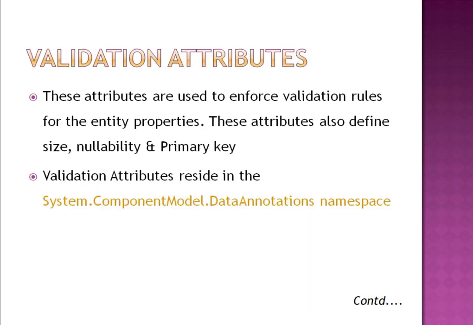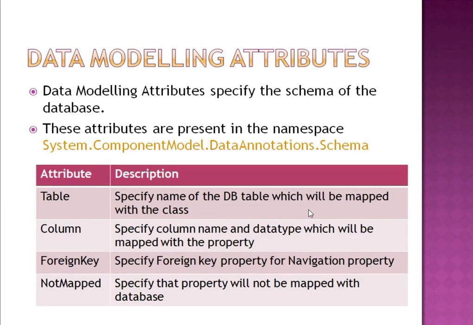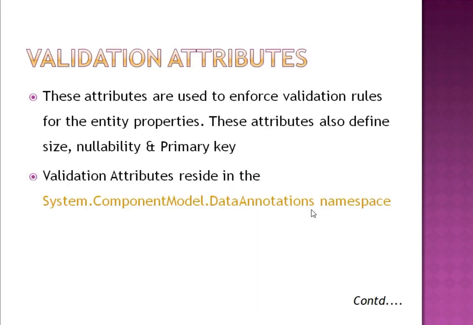Now the next category is validation attributes. So what are these validation attributes? These attributes are used to enforce validation rules for the entity properties. For example, you can specify the size, the nullability, as well as the primary key. So if you want to enforce any validation, in that case you will use these validation attributes. These attributes reside in the System.ComponentModel.DataAnnotations namespace. The previous ones reside in DataAnnotations.Schema, whereas validation attributes reside in DataAnnotations only. So let us see what the validation attributes are.